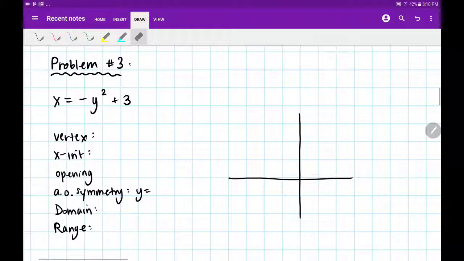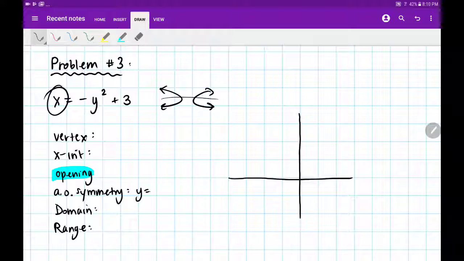Number 3. So as before, we're first going to identify the direction of the opening. So let's find the guy that's not being squared. That's x. So I know I'm opening along my x-axis, left or right. How do I determine which way? Don't be distracted by the +3. That's not what I'm looking for. We're interested in the number on the other side of the equal sign, but that's in front of the y squared, our a value, which is -1. Since it's negative, I'm opening to the negative x values on the left. So we're opening left.